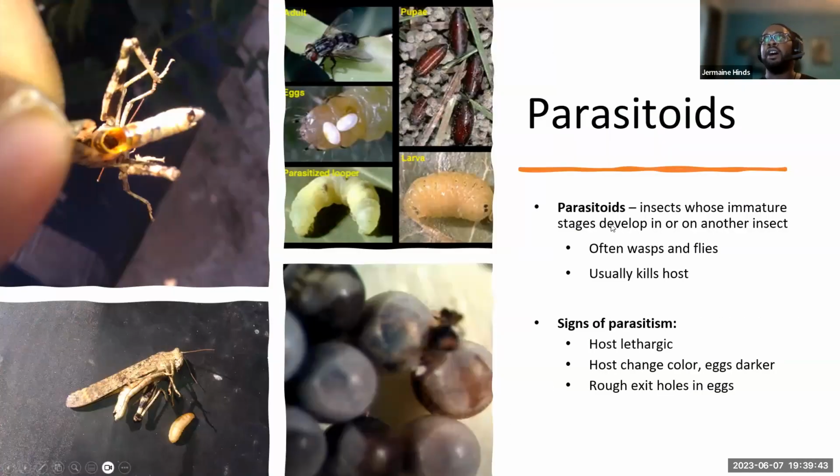And so just real quick, some of the signs of parasitization. You tend to see the host is lethargic, so slow, non-moving. The host tends to change color, so the eggs tend to be darker. You see some dark coloration appearing on the host, and there are rough exit holes in the eggs or the body of the insect.